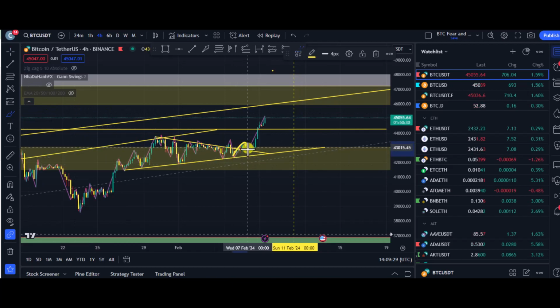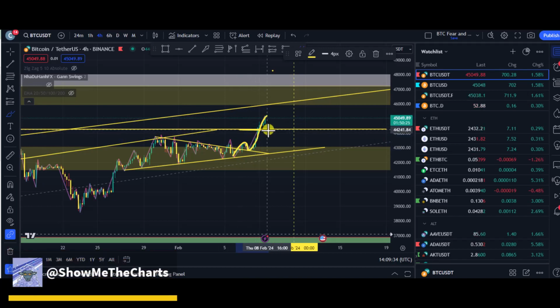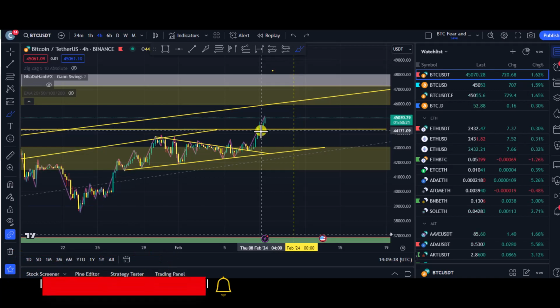So we came out, had a retest on that triangle, and away we go. We've broken through this trend line here as well. So Bitcoin's looking strong.